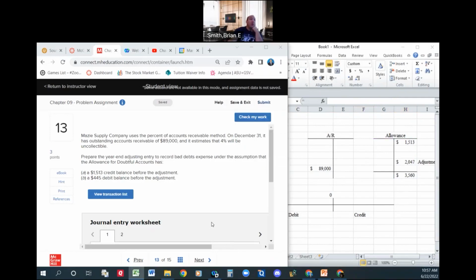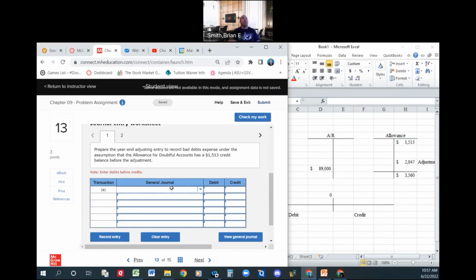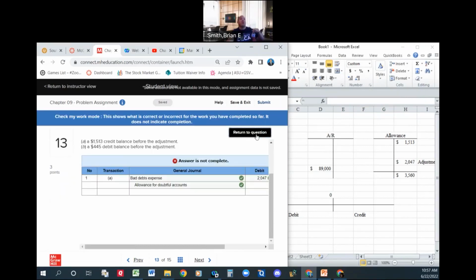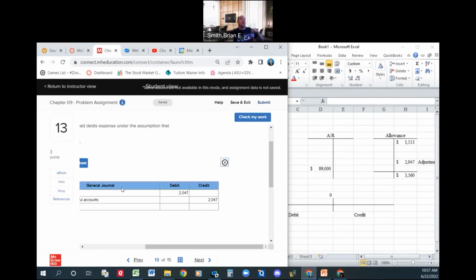Anyway, so we come over here to our journal entry, and we're going to do a bad debt expense for 2047. We're going to credit the allowance for doubtful accounts for 2047. Just for you guys, let's check our work. We're good. We're not complete though, because we have the second scenario.